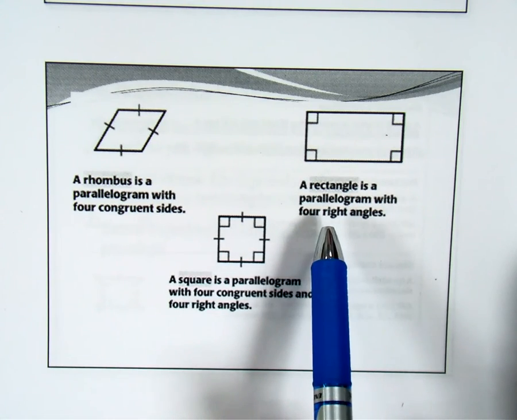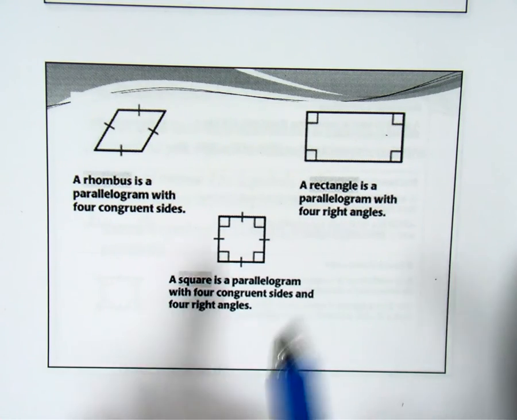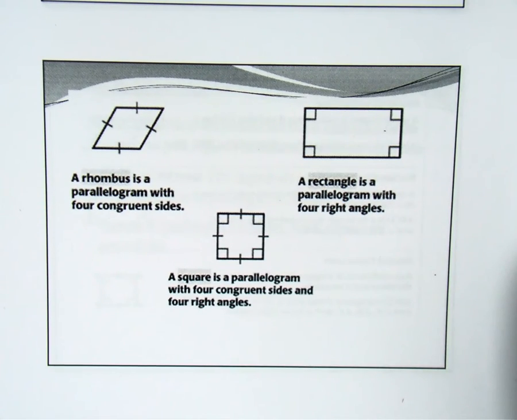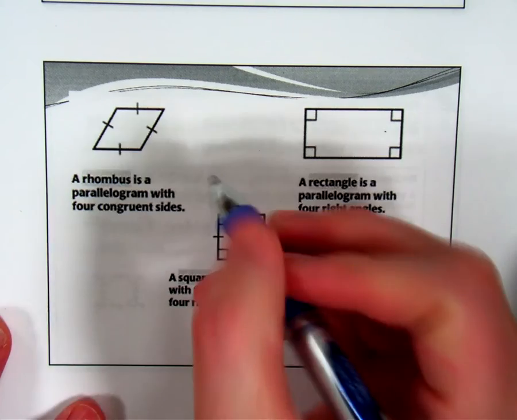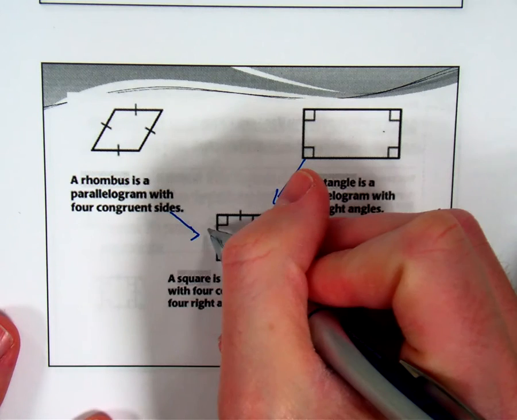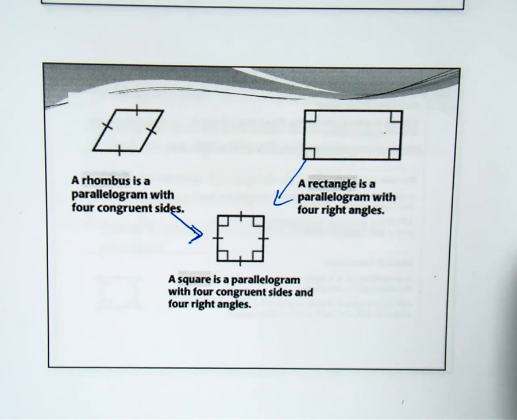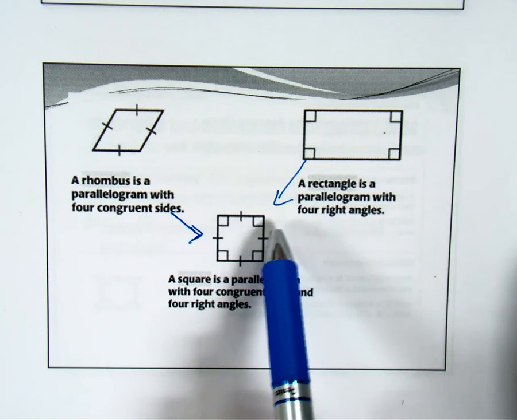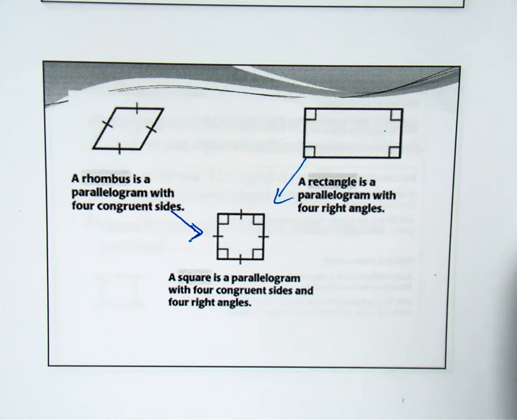A rectangle is a parallelogram that has all four angles as right angles. All four angles are congruent and they are right angles. And then a square is what you get when you combine a rhombus and a rectangle. The square is going to have properties of both. It's going to have four congruent sides and four congruent angles.